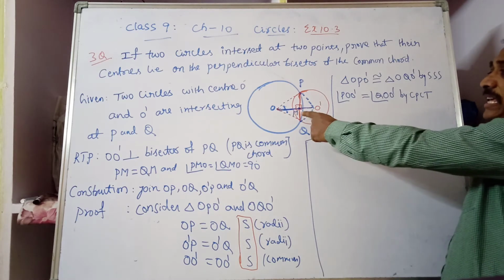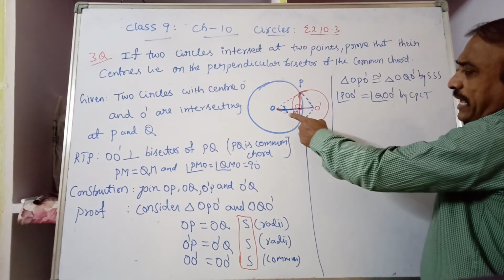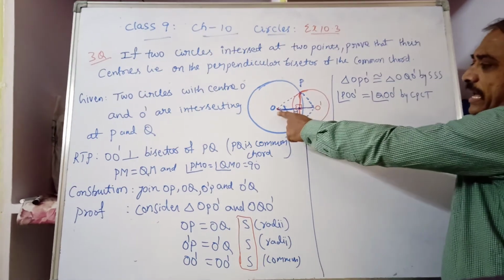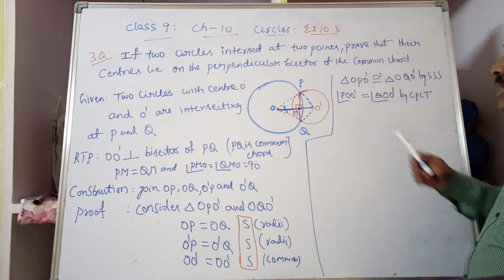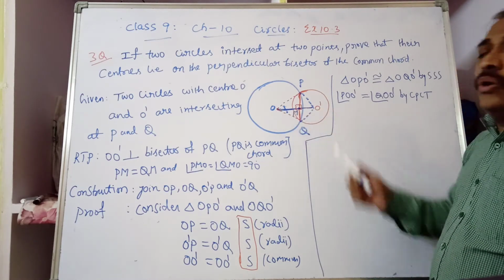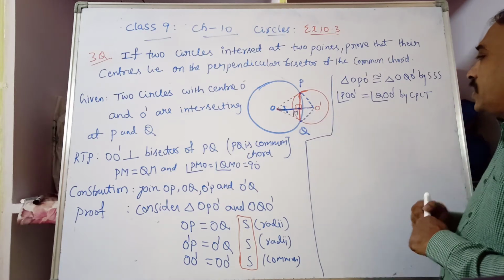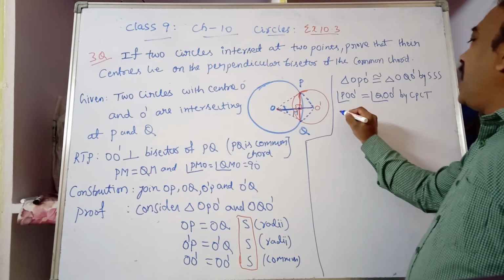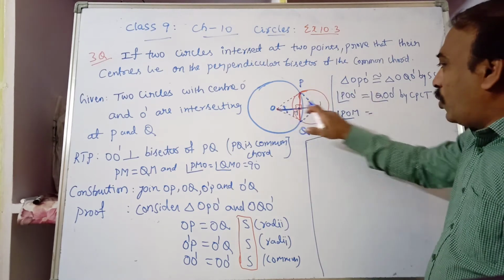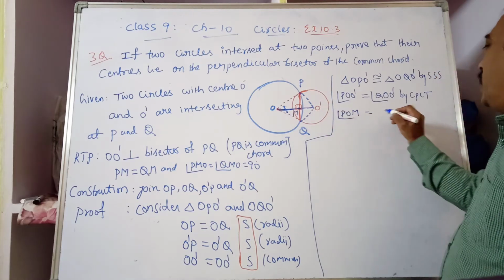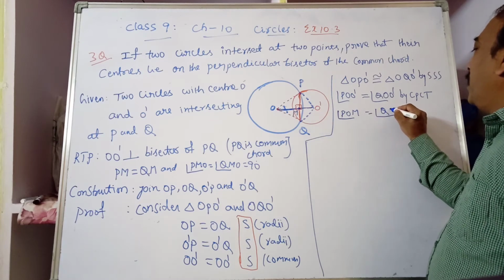Now you observe, M is a point on OO dash. Are you following? M is a point on OO dash. So we can write even this one, angle POM, which is nothing but POO dash. We are writing angle POM is equal to angle QOM.